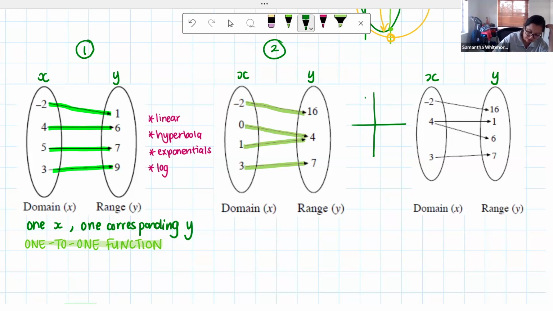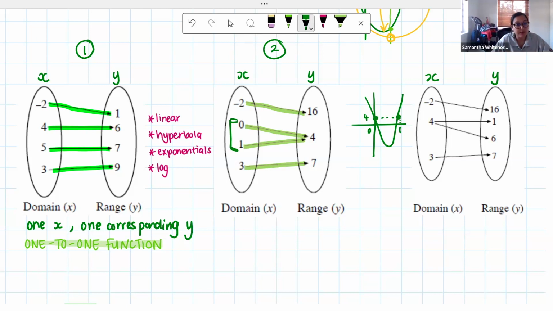Golly, Miss Molly. My input of 0 has an output of 4, but my input of 1 also has an output of 4. And this is essentially working off the symmetry that exists in a parabola. So for parabolas, we can have two different input values giving us the same output. And that's the symmetry of our parabola that we often speak about when we talk about functions.